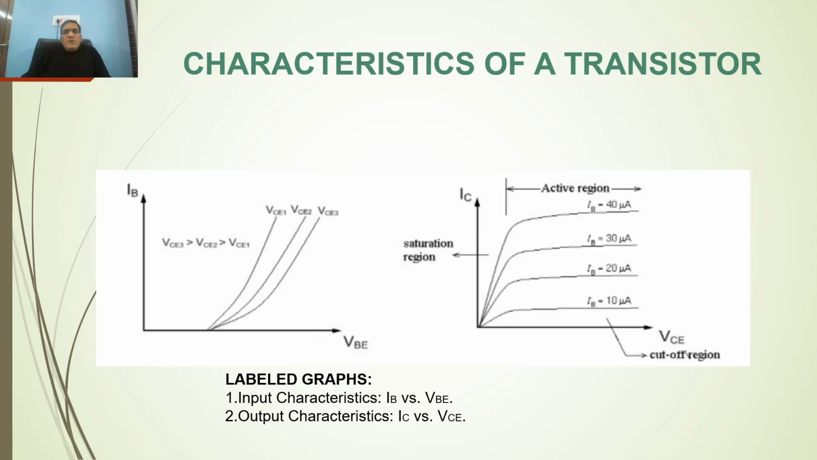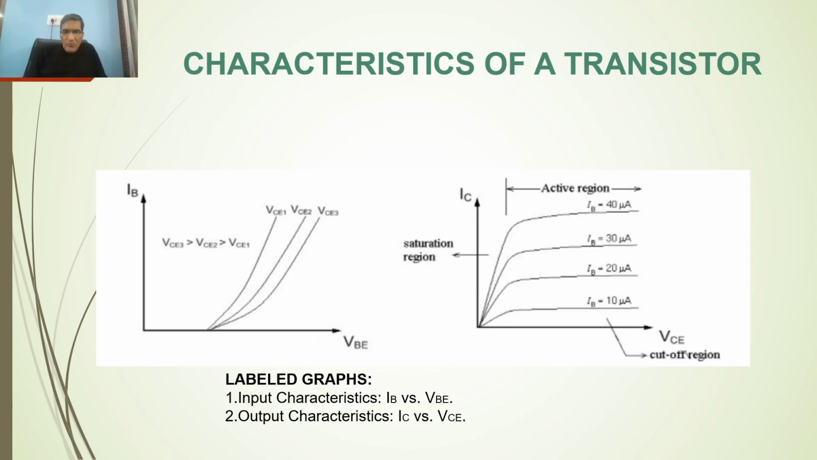Here are the two figures regarding characteristics of a transistor. The figure on the left-hand side shows the input characteristics, base current and VBE, and the right-hand side picture is the collector current, and on the x-axis we have the collector to emitter voltage. It is the output curve.